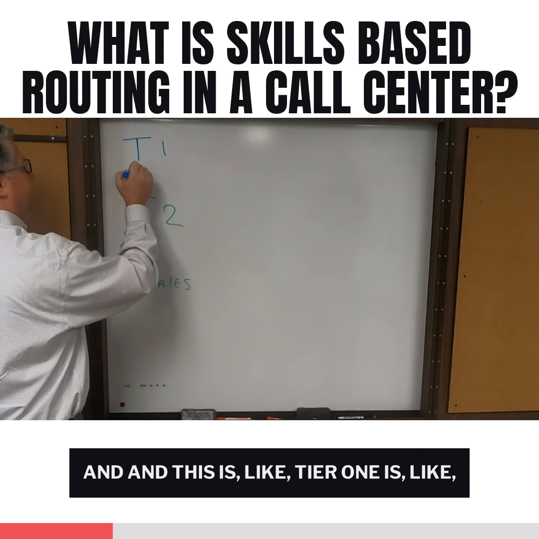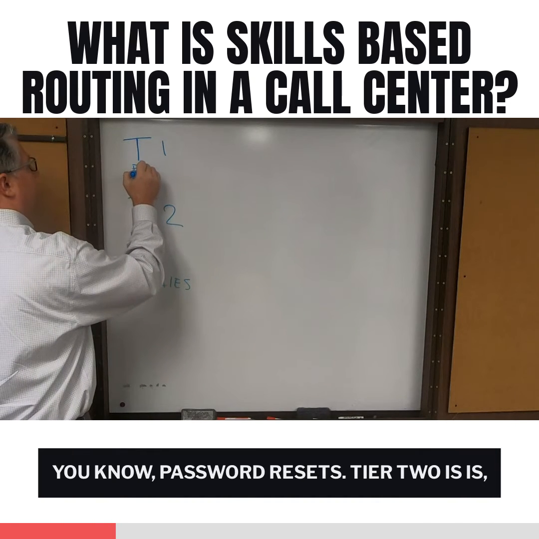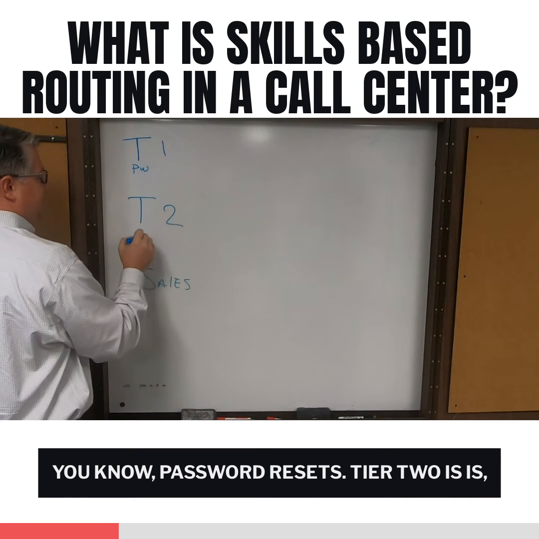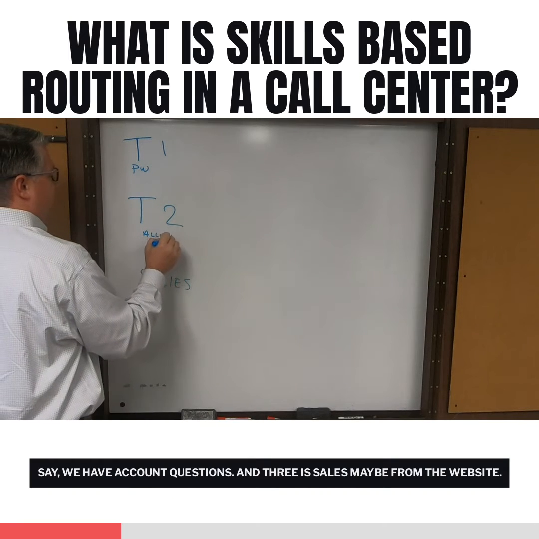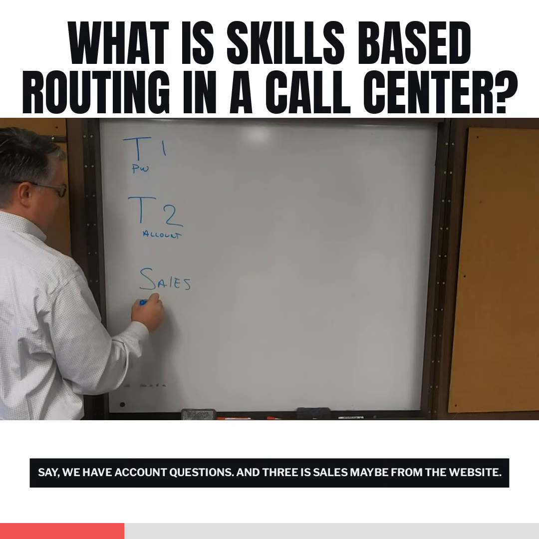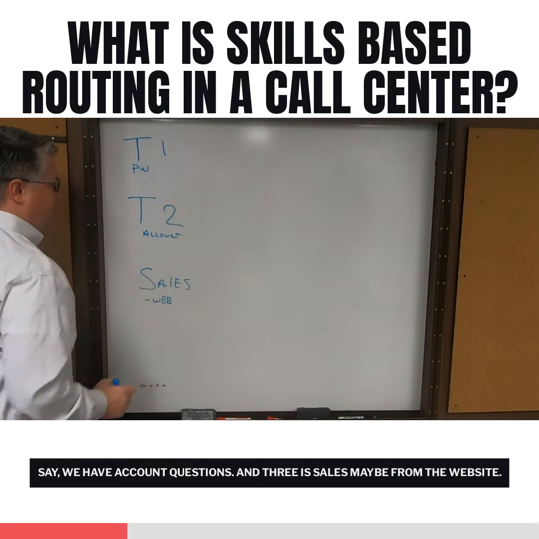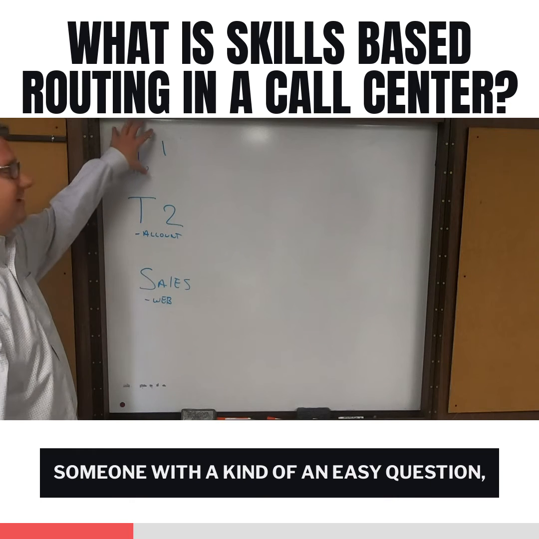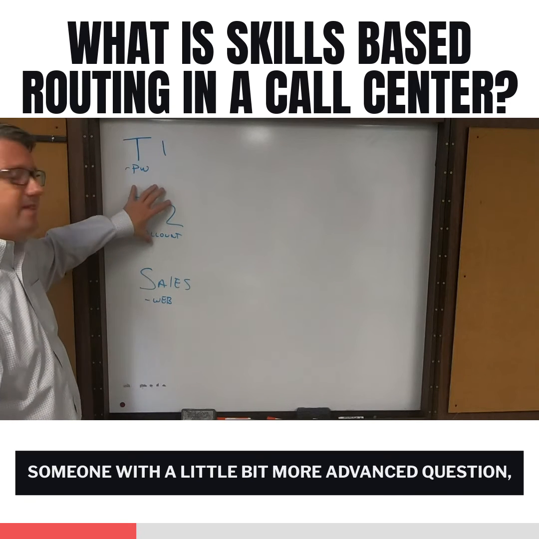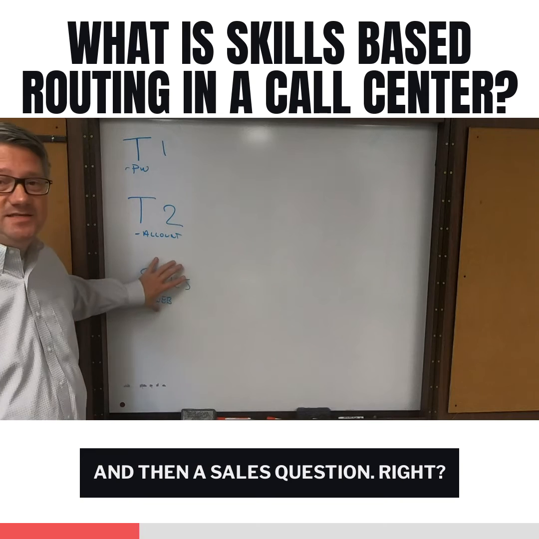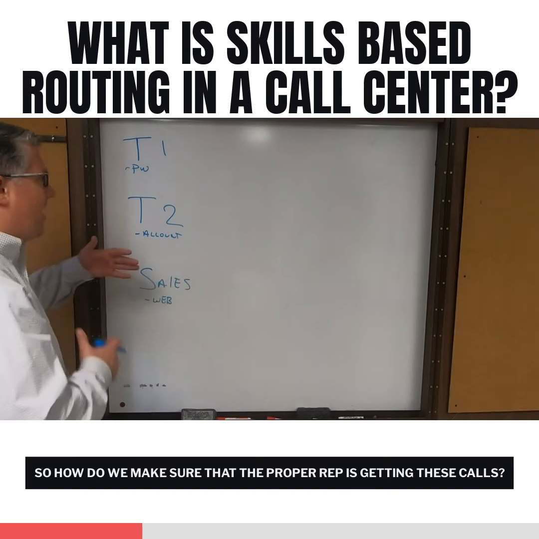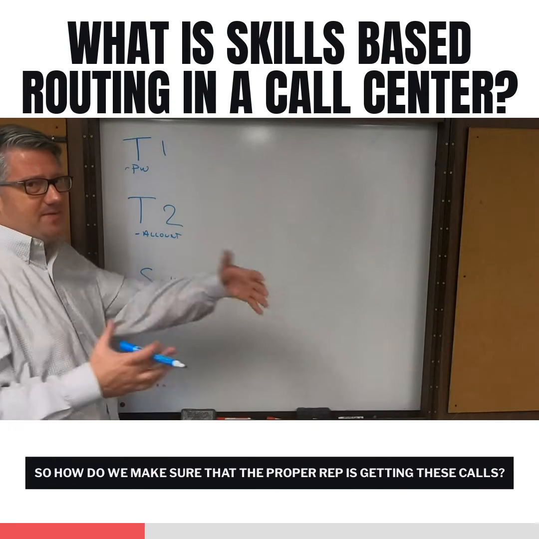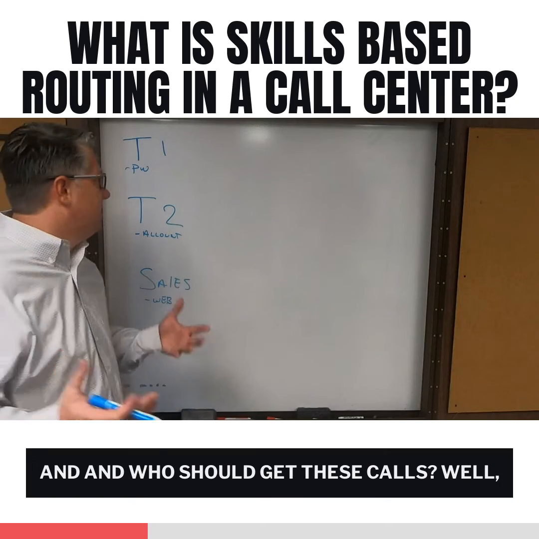right? And tier 1 is like, you know, password resets. Tier 2 is say we have account questions. And 3 is sales, maybe from the website. Okay? So these 3 customers: someone with an easy question, someone with a little bit more advanced question, and then a sales question, right? So how do we make sure that the proper rep is getting these calls, and who should get these calls?